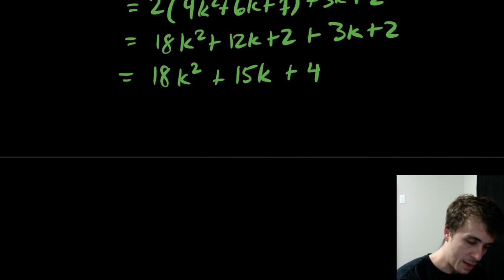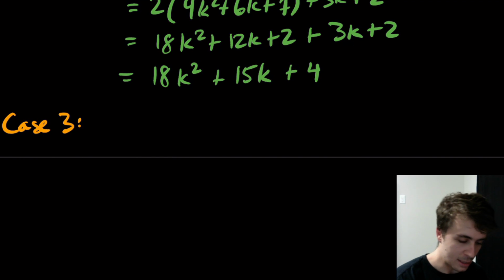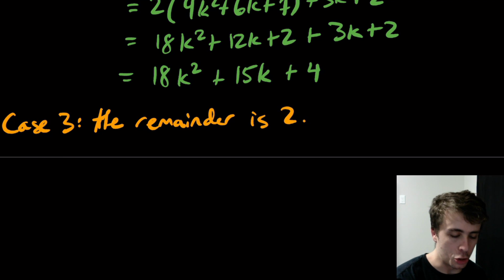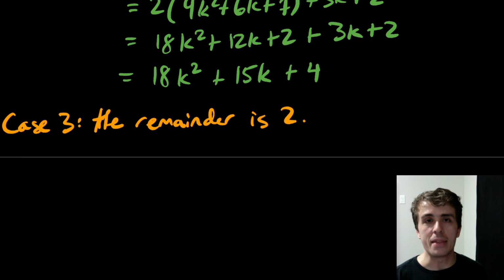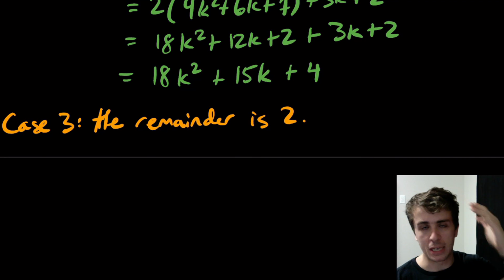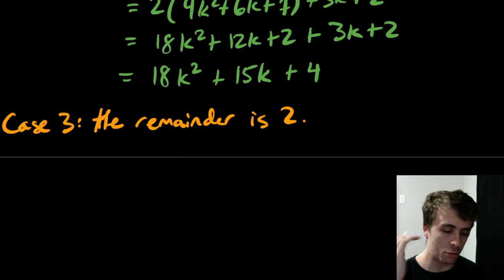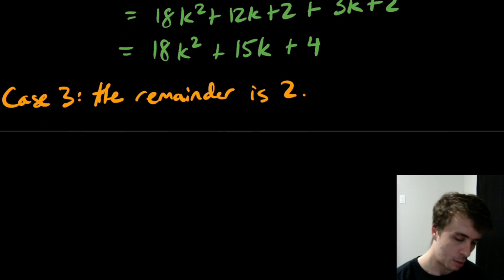Okay, and then finally, case numero tres, I'm just going to say the remainder is 2. If the remainder was 3, then it was already a multiple of 3 to start with, which was what the first case was. So really there are only 3 cases. Remainder 0, remainder 1, remainder 2.